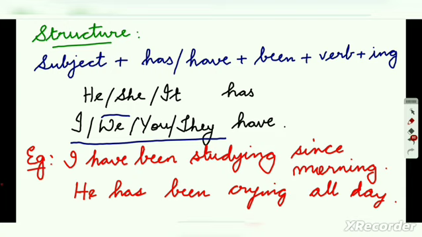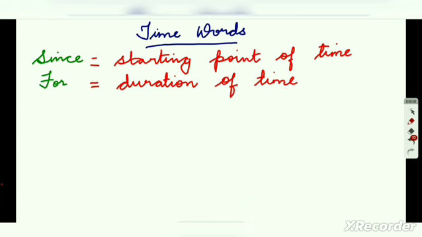You need to notice something: in the present perfect continuous tense, we often focus on the duration of the action. In other words, we want to show how long the action has been happening. That is why we use these two time words, since and for. Since is used to show the starting point of time, and for is used for showing the duration of time.